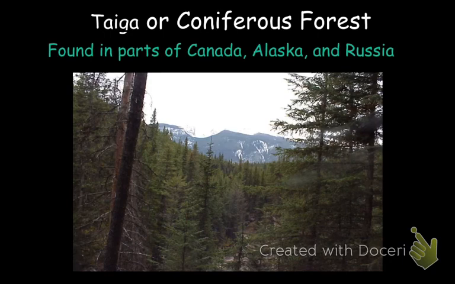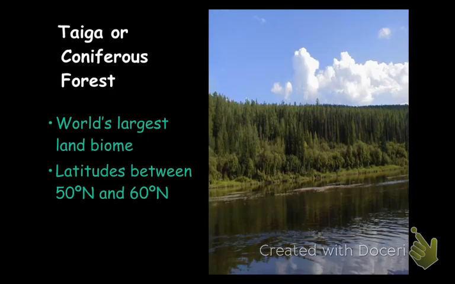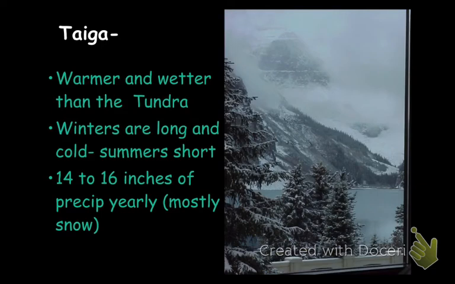So then we have the taiga. Taiga is also known as your coniferous forest. And when we talk about coniferous forest, you're talking about anything that is a cone-bearing tree. So they have a lot of cones, like your pine cones. So it's the largest biome. It's still going to be very cold, but they do have more precipitation than your tundra does.